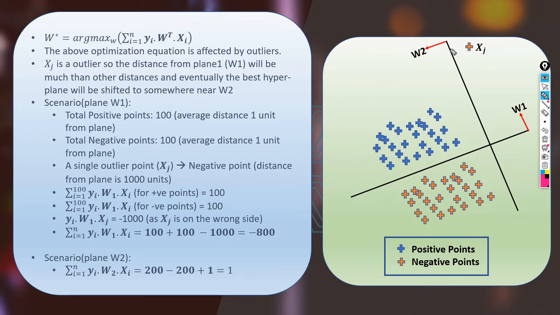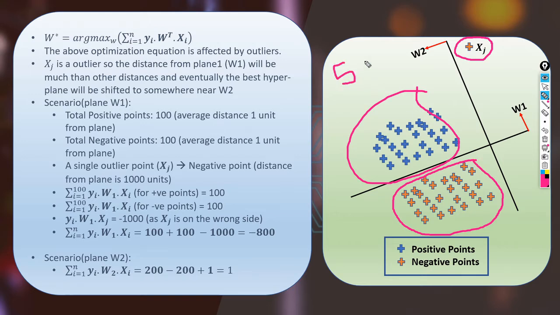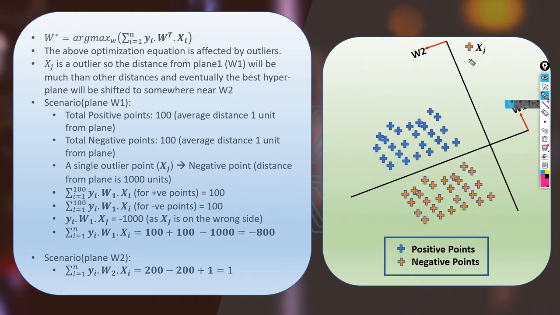But in this case, W2 is correctly classifying this outlier point. Okay, fine. It is correctly classifying all the positive points. At the same time, it is also incorrectly classifying all the negative points as positive points, right? So here almost 50% error, that is 50% accuracy. So for W1, it was almost 99% accuracy, and for W2, it is 50% accuracy. So a single outlier point is actually confusing the optimizer, right?